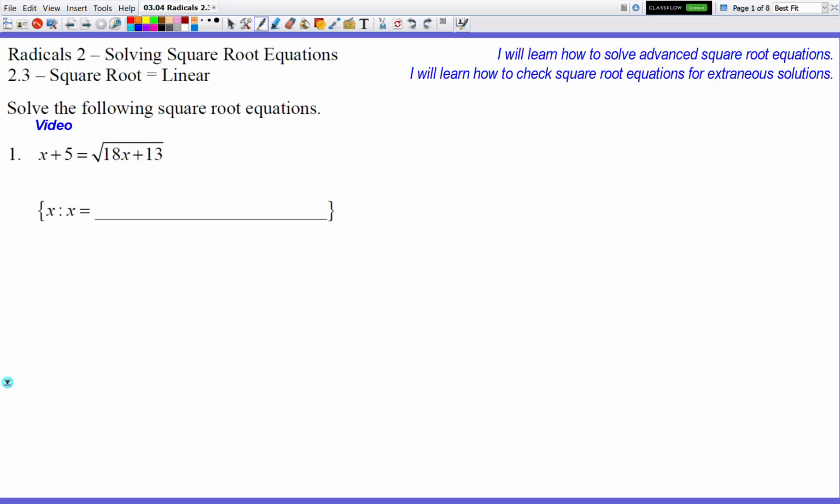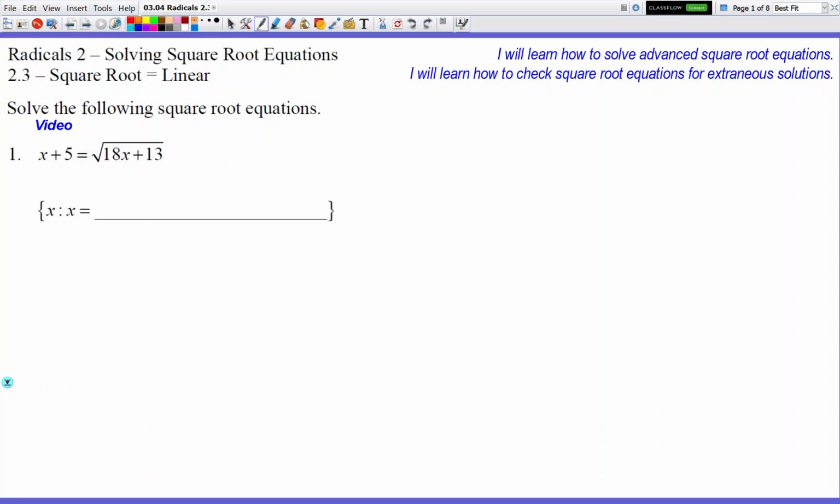All right, so if you guys have been noticing, as the lesson progressed from 2.1 to 2.2 and now 2.3, it's slowly getting a little bit more complicated. Okay, and this one's going to be the most complicated of the three. So let's jump into our first problem and let's see what happens.